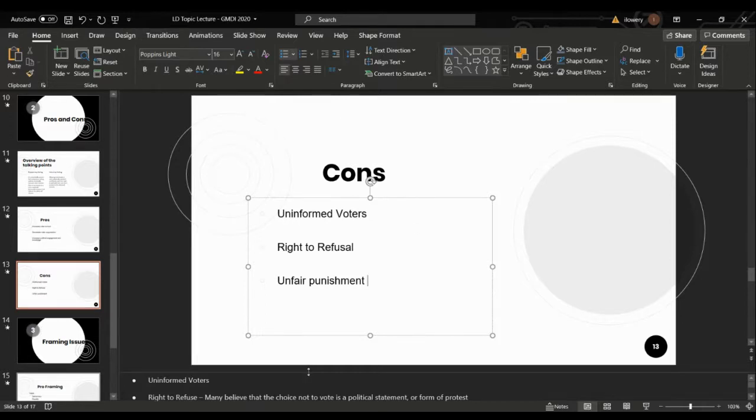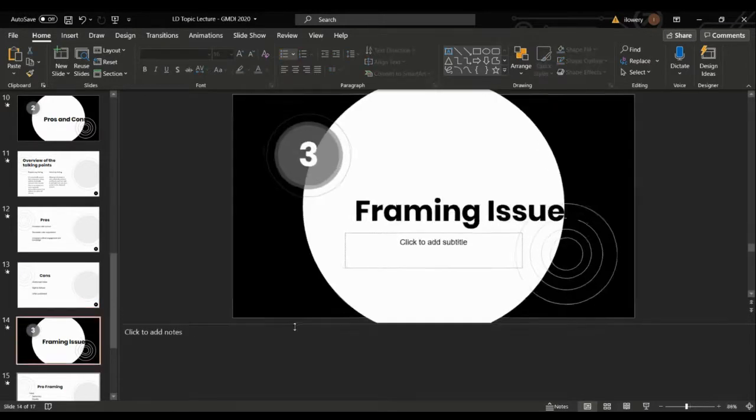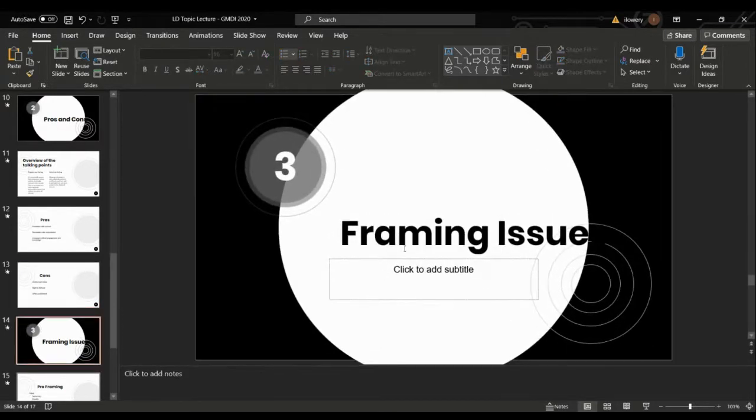All right. Next, I'm going to go over some framing issues that I think would be interesting to integrate into any case that you construct.